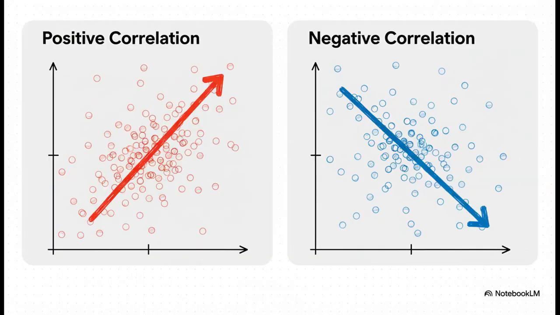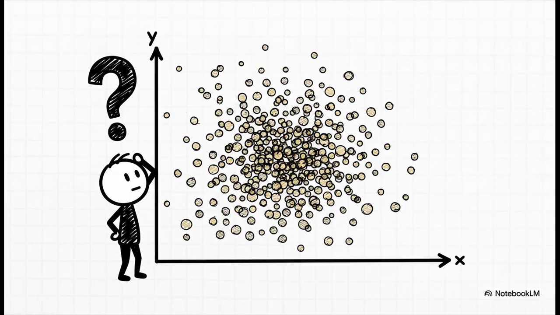With a positive correlation, the pattern of dots goes up and to the right. As one thing increases, the other one tends to increase too. Makes sense. With negative correlation, the pattern slopes downwards. As one variable goes up, the other one tends to go down. It's an inverse relationship. And then sometimes, the plot looks like someone just sneezed dots all over the page. It's just a random scattering of points with no clear direction at all. This means there's no correlation. The two variables seem to have no relationship whatsoever.